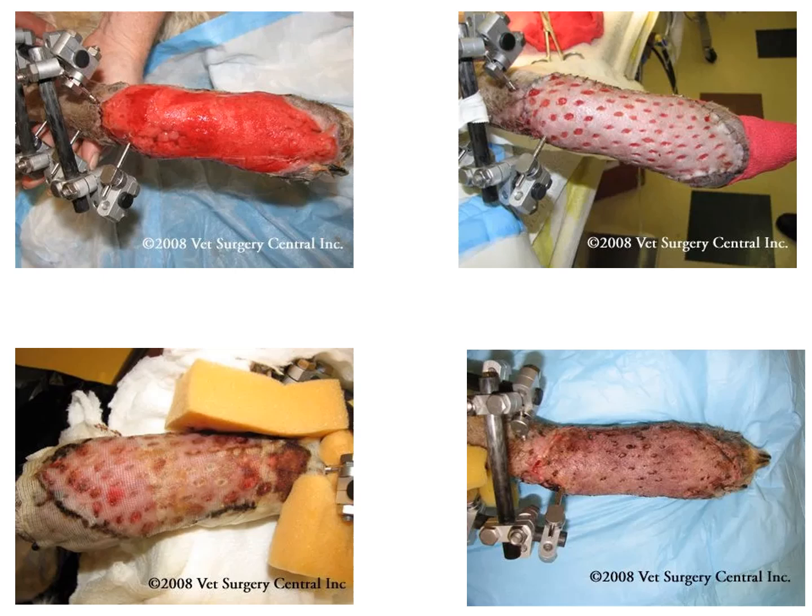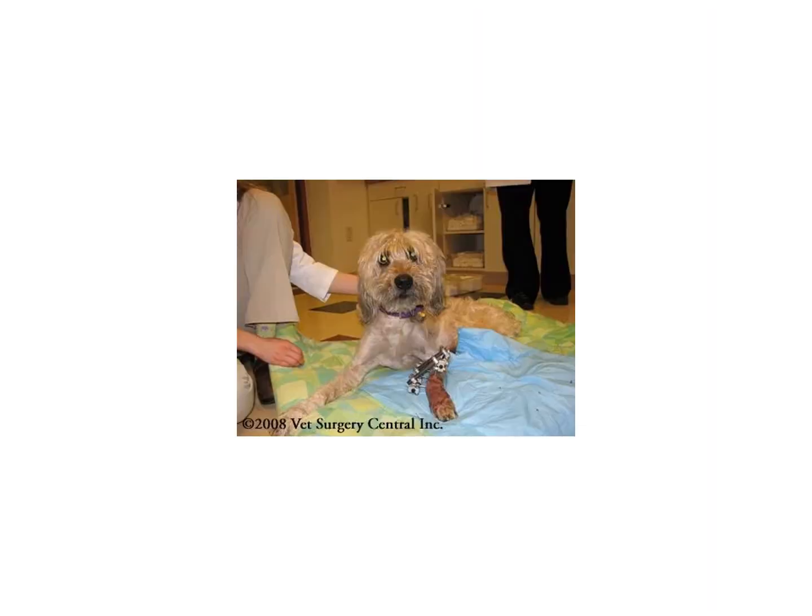Here is before, during this process, and finally the after.